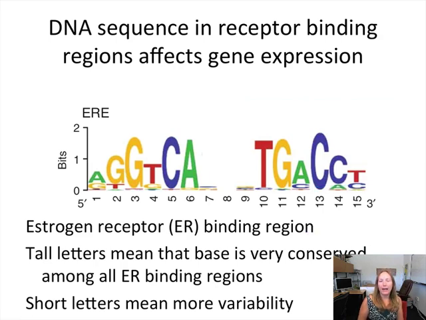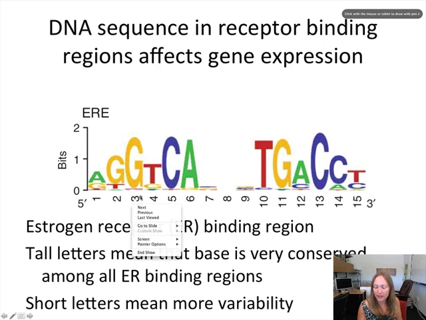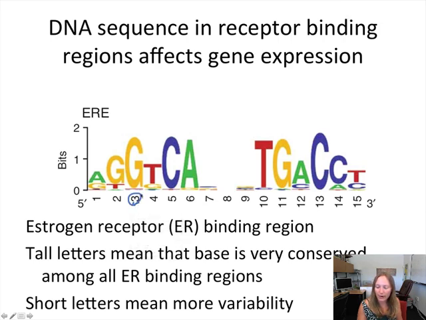So here's a blow-up of that. The DNA sequence right at that receptor binding region does affect the gene expression. This is a way of describing a receptor binding region. In this case, this is the estrogen receptor region. And what this is showing is that there are some spots, like spot number 3, where you always see a G at that spot. In spot number 5, you always see a C at that spot. And other spots, like at spot number 2, where you see either a G or a T.